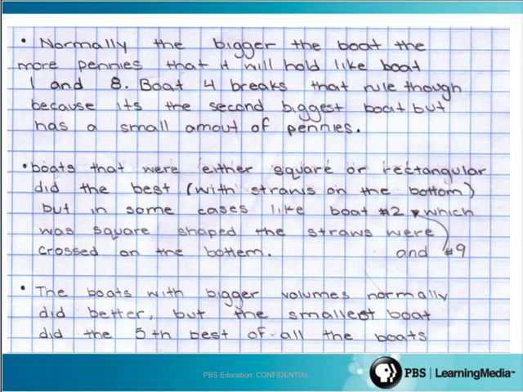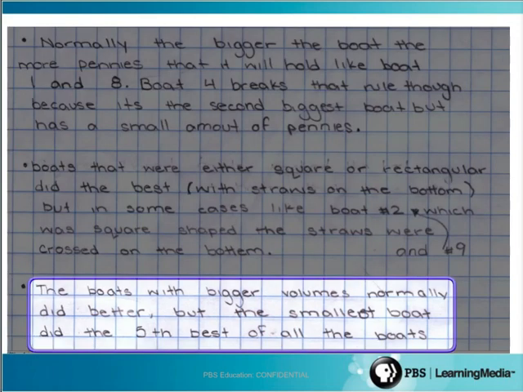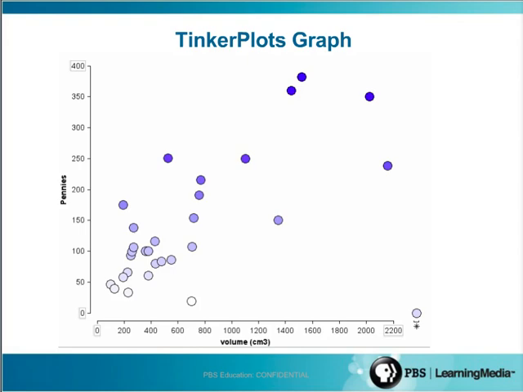Another student started looking at hers, and one of her conclusions was that boats with bigger volumes normally did better, but then again, the smallest boat did the fifth best of all the boats. So we've started to look at the data, come up with ideas related to trying to interpret their own information and answer the original question.